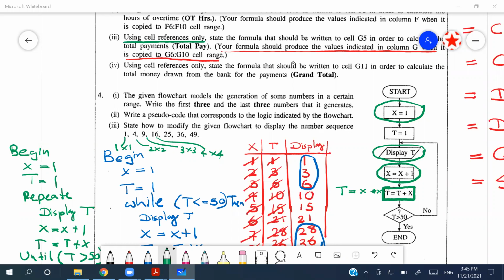Changing x equals x plus 1 to x equals x plus 2, will it do the change? Let me think about it. Hold on. X plus 2. So 1 will happen, 3. 1 plus 3 is going to be 4. Okay. 10.